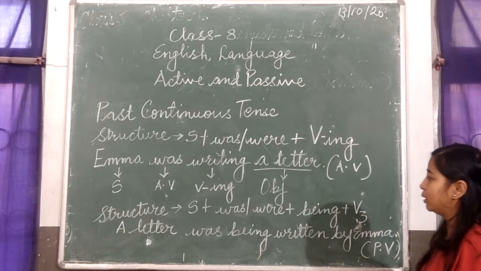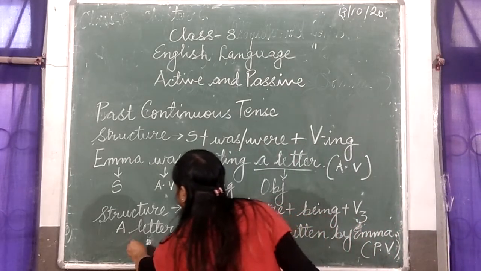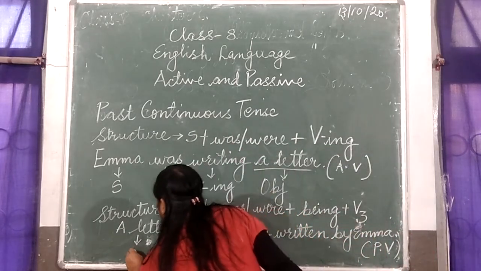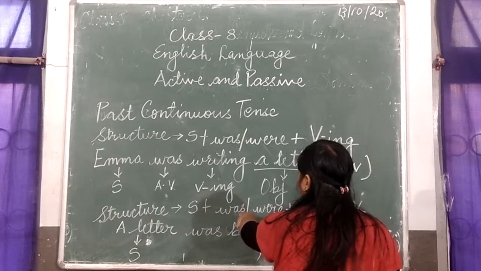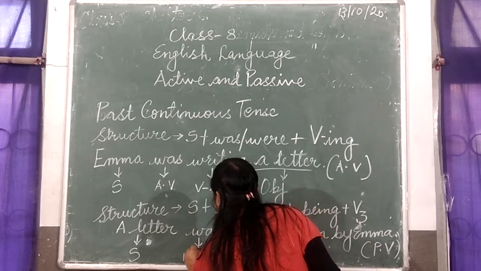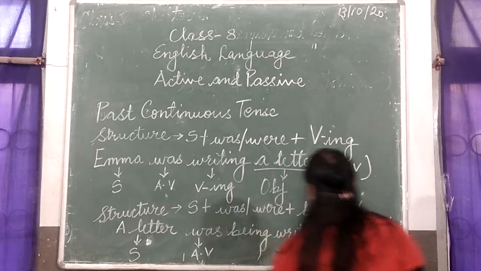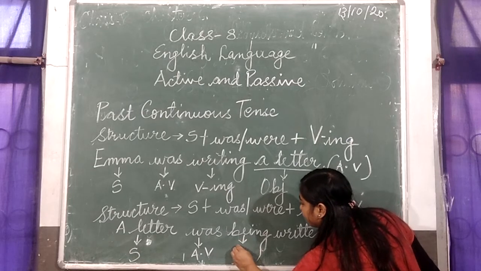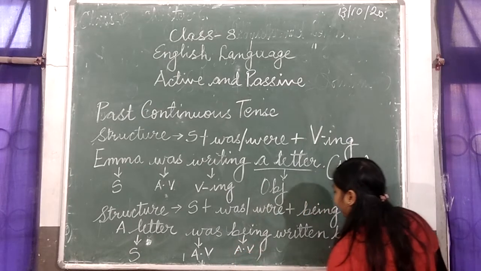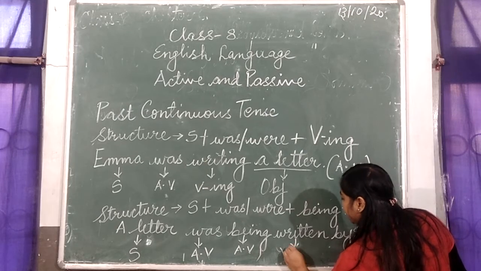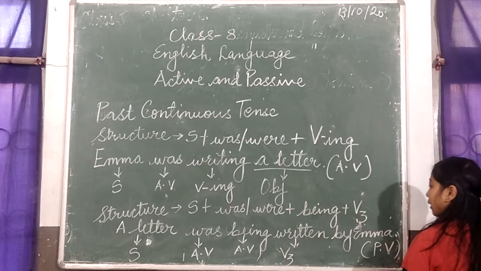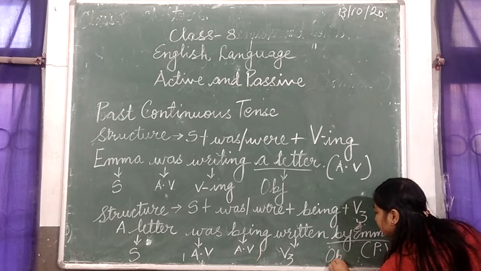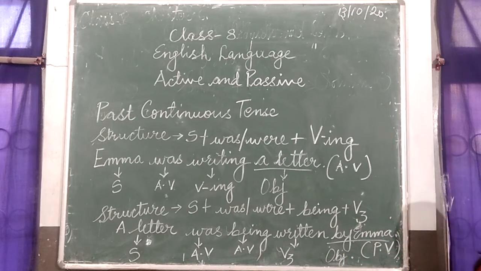Now look at the structure, children. A letter. This is the new subject, isn't it? Which was previously the object in the active voice. This becomes the new subject. Was. It's an auxiliary verb. It's not there in the structure. Being. This is also an auxiliary verb, a helping verb. Written, the V3 form of the verb. And by is the preposition and Emma is the object.